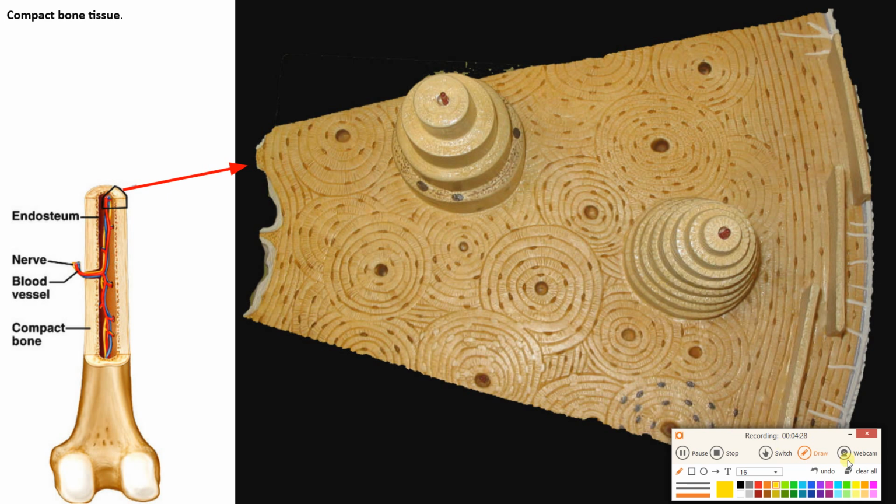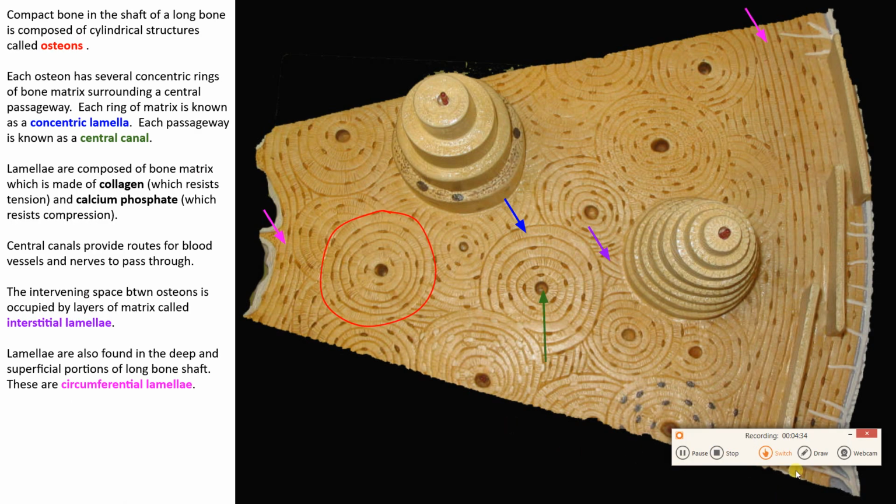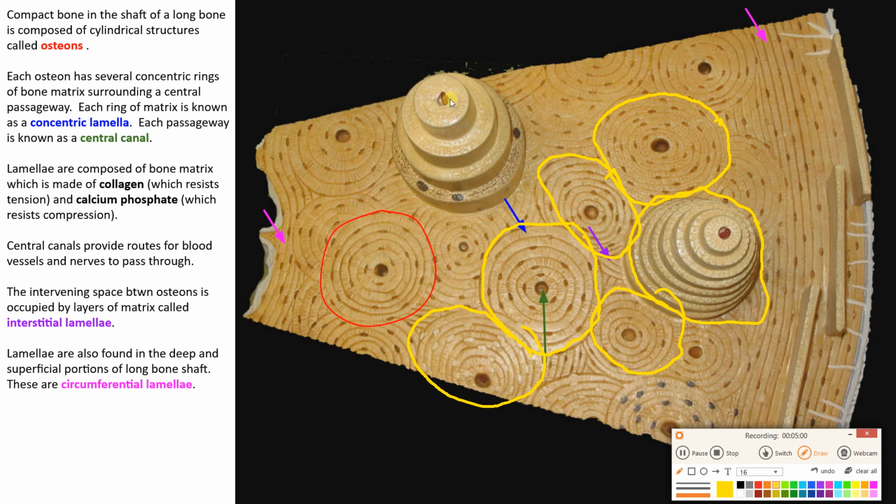So what we want to do is look at this compact bone here and figure out some things about it. First and foremost, I want you to notice these many cylindrical things. One is circled in red. I'm circling a bunch more in yellow. These cylindrical structures, notice how they are made of many layers, like rings around rings around rings. Each of these cylinders in our compact bone is something called an osteon.